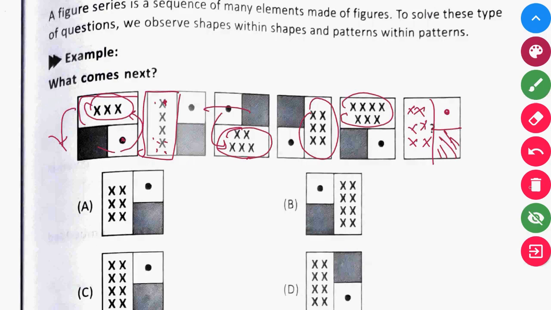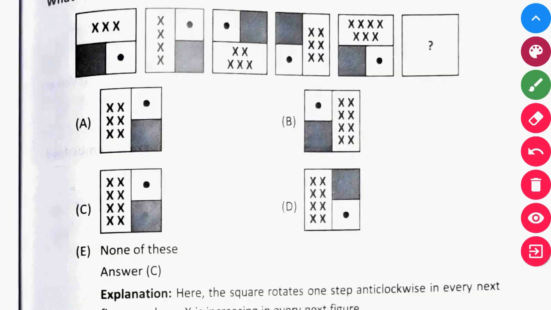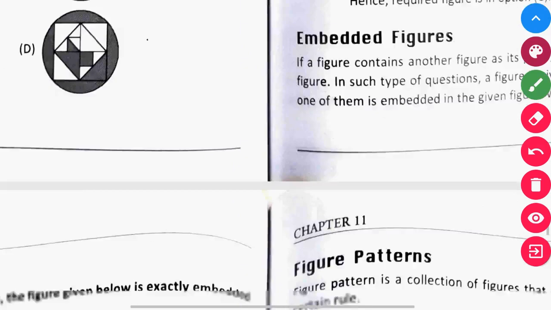So where is such a pattern? You can see and you can identify the answer easily. So your answer is C, in which 8 cross signs are there, the dot is on the upper side and the shaded portion is below.